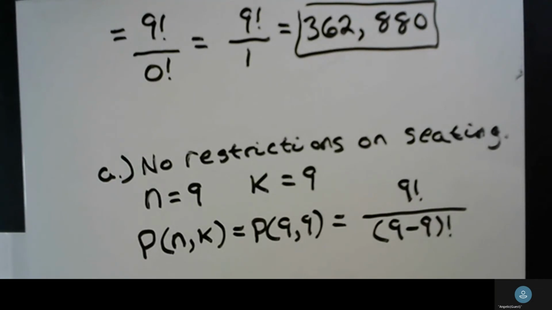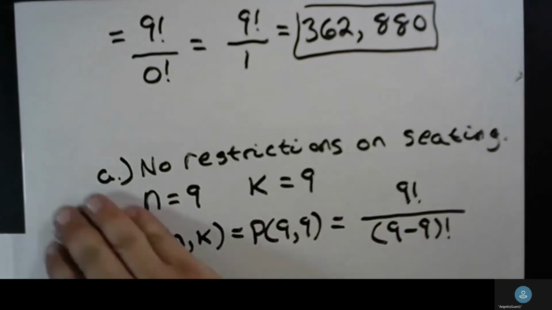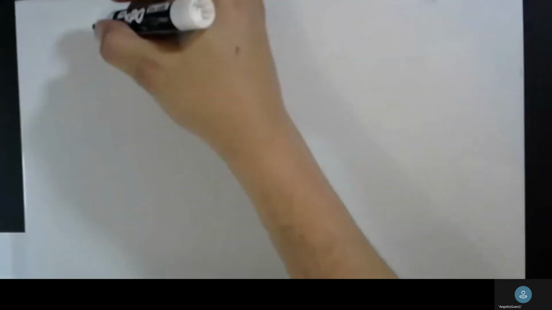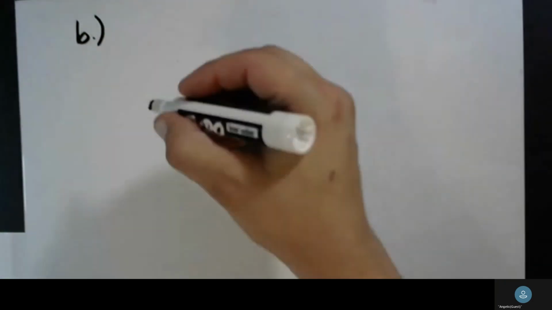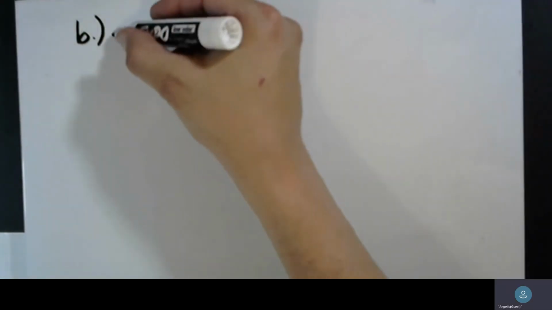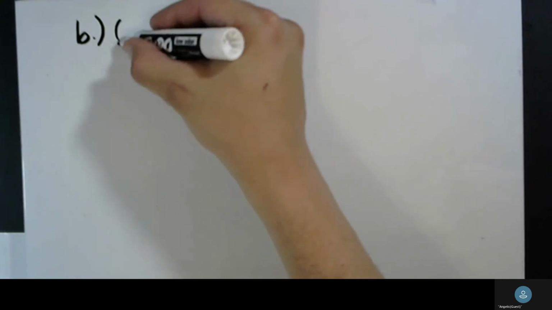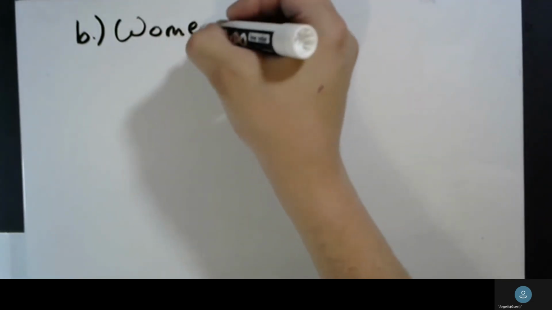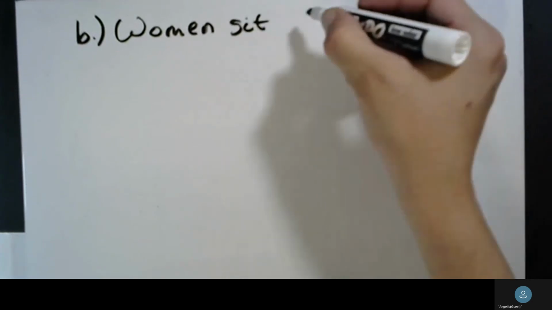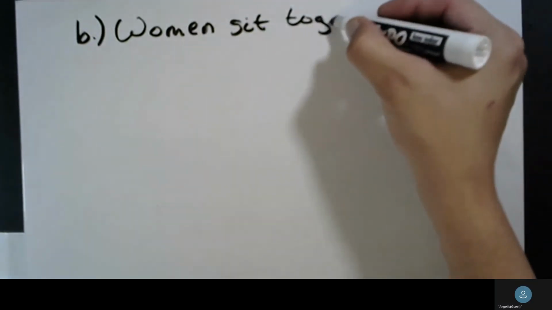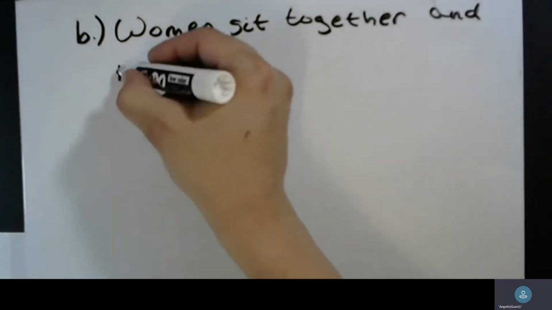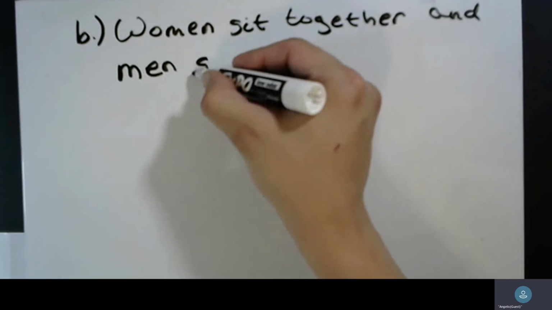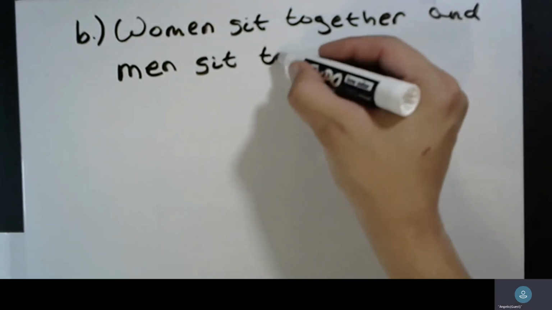So the next one, for part B, this is kind of an interesting one. And again, we're going to think back to our counting principle. Let's say there's a restriction where women sit together and men sit together.